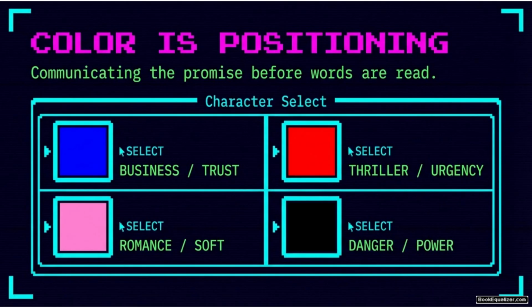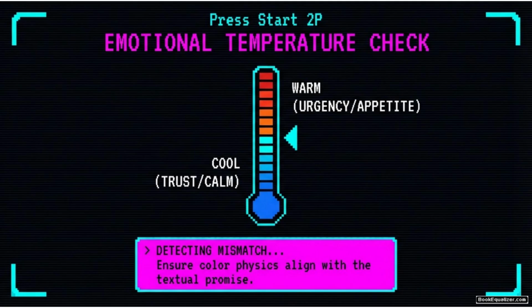When you analyze those top 5 covers you grabbed with the Book Equalizer extension, pay close attention to the color patterns. If 4 out of 5 are using dark, moody colors, that's your market's visual language. Respect it. Emotional temperature check. This is critical. Colors have temperature. Warm colors, reds, oranges, yellows, create urgency, appetite, action. They're high energy. Cool colors, blues, greens, purples, create trust, calm, authority.